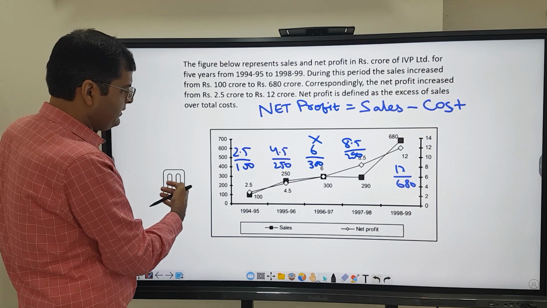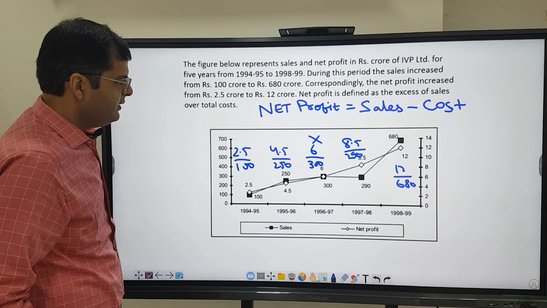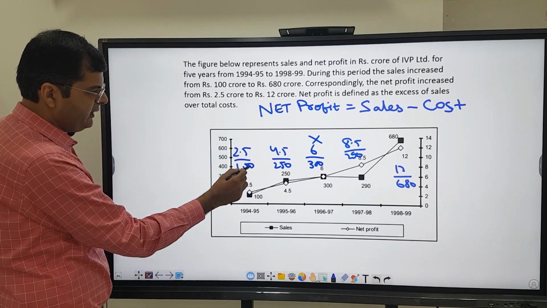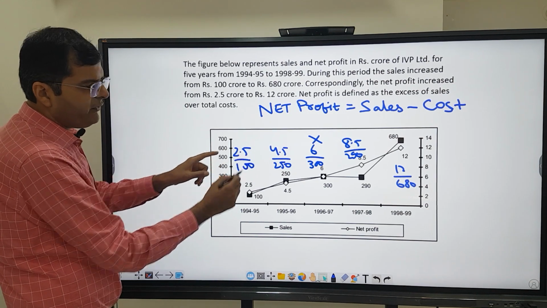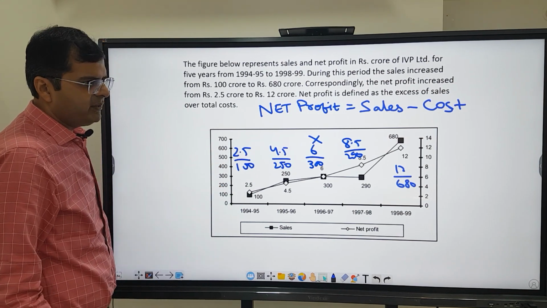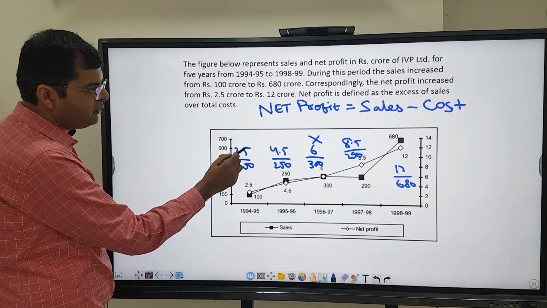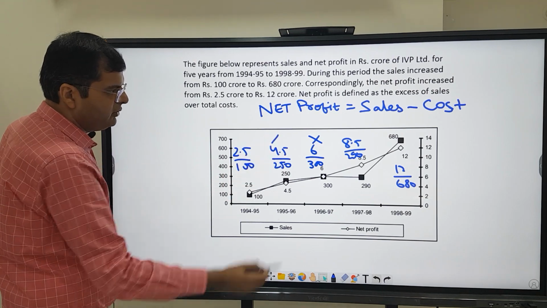Now we will compare 2.5 by 100 and 4.5 by 250. So if I multiply this by 2.5 at the top and the bottom, this becomes 250 in the denominator, and 2.5 into 2.5, that is 25 square we know is 625. So it is 6.25. So it becomes 6.25 upon 250. So that means this is also greater than this. So this is also ruled out.